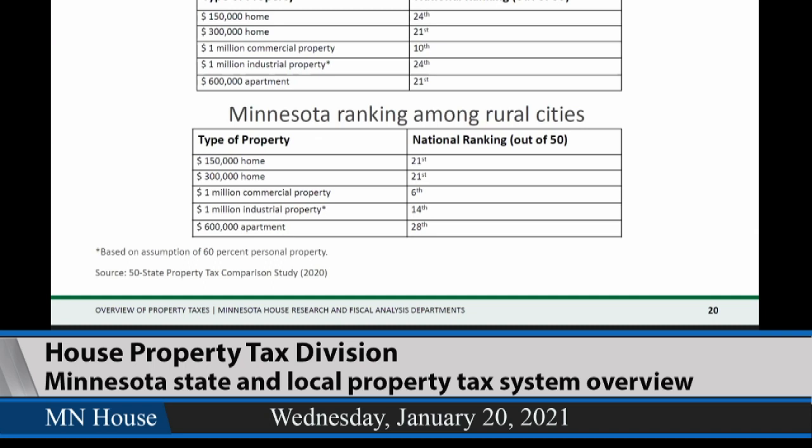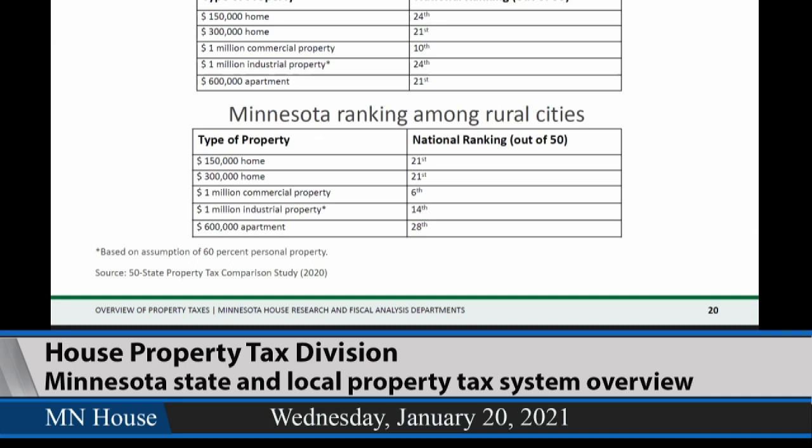So this slide shows where Minnesota ranks among other states in terms of its overall tax burden, and the measure used here is effective tax rate. So this is the amount of tax paid divided by the value of the property, and this information comes from a report that's put out this year by the Lincoln Institute of Land Policy along with the Minnesota Center for Fiscal Excellence. And what the report does is it compares property taxes in the largest city in each state, and then it also compares property taxes among a rural community within each state.